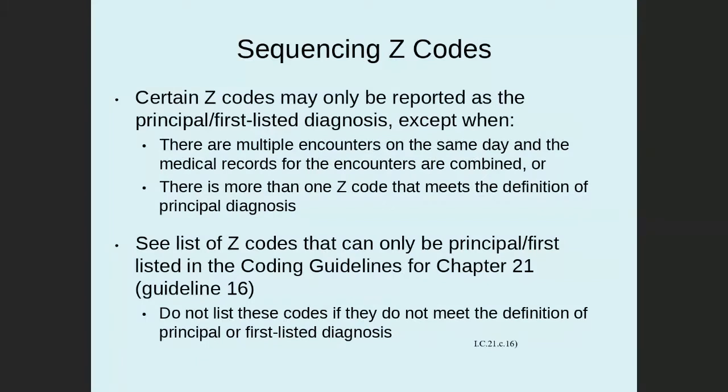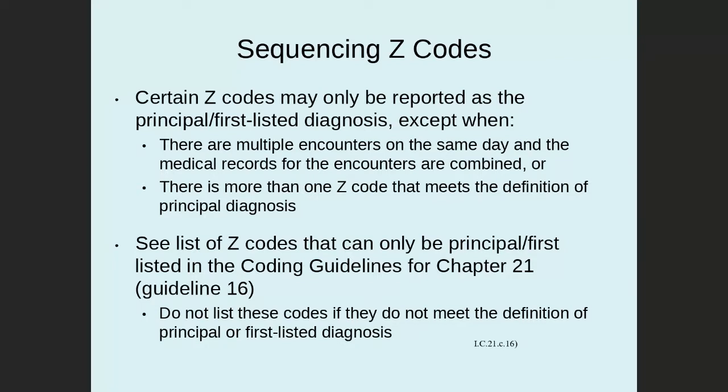Another area of confusion with Z codes is sequencing. In the guidelines for Chapter 21, Guideline 16 is a list of Z codes that can only be reported as principal or first listed codes on a claim. However, there are exceptions. If there are multiple encounters on the same day or medical records are combined for the encounters on that day, you may have several Z codes that are on the first listed list, but of course you can't do two as first listed, so you get to choose one.